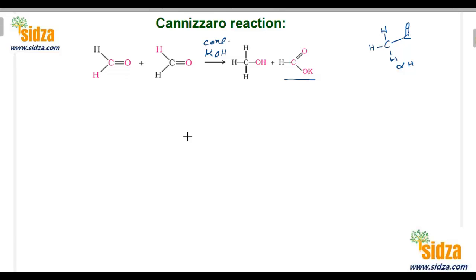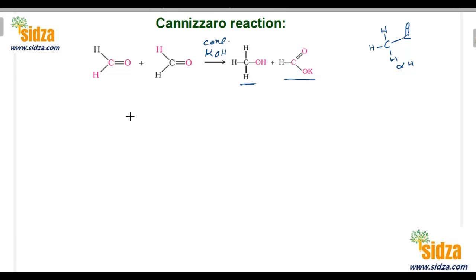One molecule is oxidized to the carboxylic acid. Another aldehyde molecule is reduced to the alcohol. So that's why you get two products here: one is the alcohol, the other is the carboxylic acid. So in a Cannizzaro reaction, you react two aldehyde molecules without any alpha hydrogen atom with a concentrated alkali. One molecule is oxidized, and another molecule is reduced.